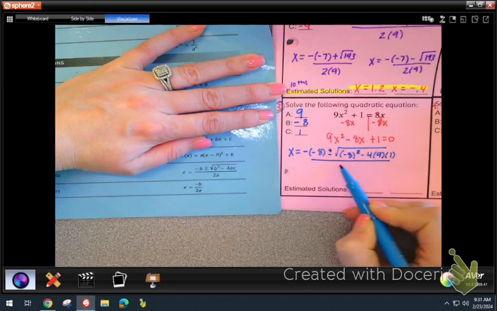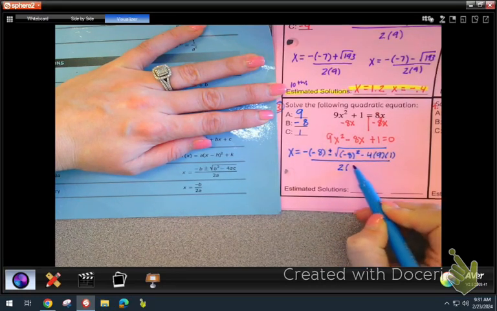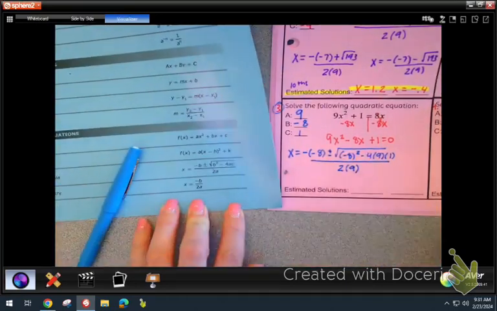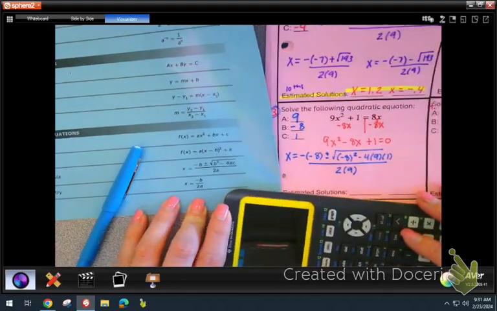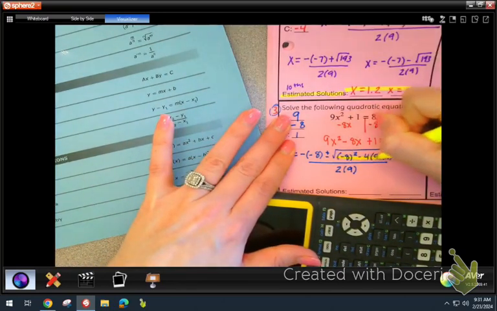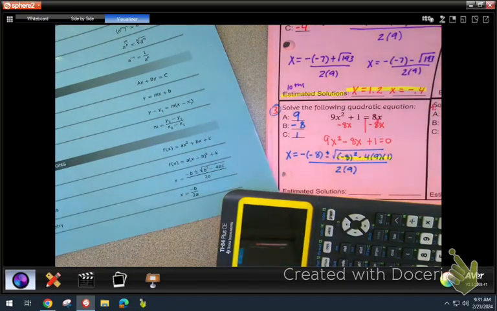all over 2, open parentheses, and then whatever your A is, which in this case is 9. Okay? Make sure that square root goes all the way. I like to break it down. I see some of you just type the whole thing in your calculator, and that's fine. I prefer to just break it down to save me typing, but you do whatever you need to do. But what I need to see, bare minimum, is the whole formula plugged in, and I need to see your solutions.